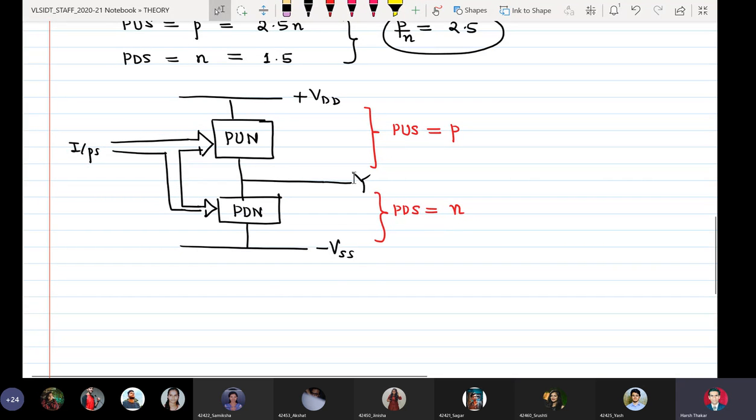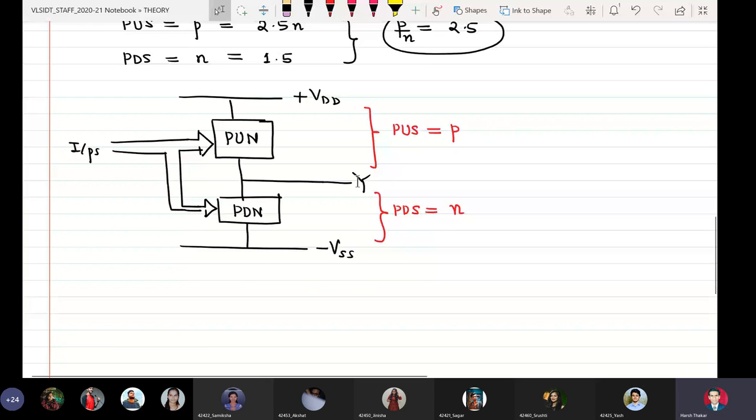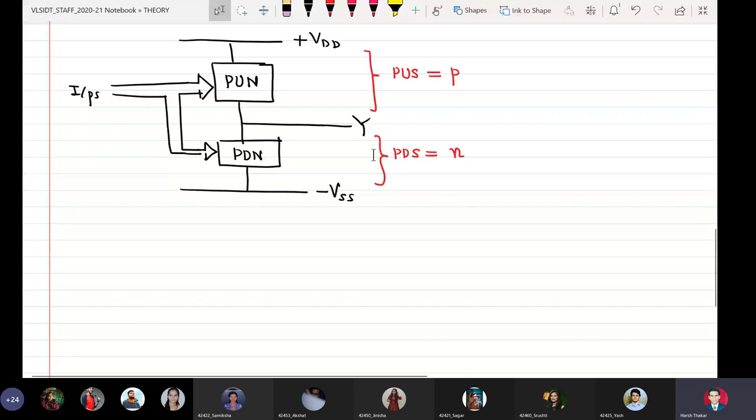So that is why we have to learn how to make sure that in the pull-up network, every path which can be taken from the output node to VDD must have a pull-up strength of P. Similarly, every possible path between the output node Y and VSS should have a pull-down strength N. That is why we refine our definition of pull-up strength again, because there can be multiple paths between Y and plus VDD and multiple paths between Y and ground. Every possible path in the pull-up and every possible path in the pull-down should have pull-up strength equal to P and pull-down strength equal to N.